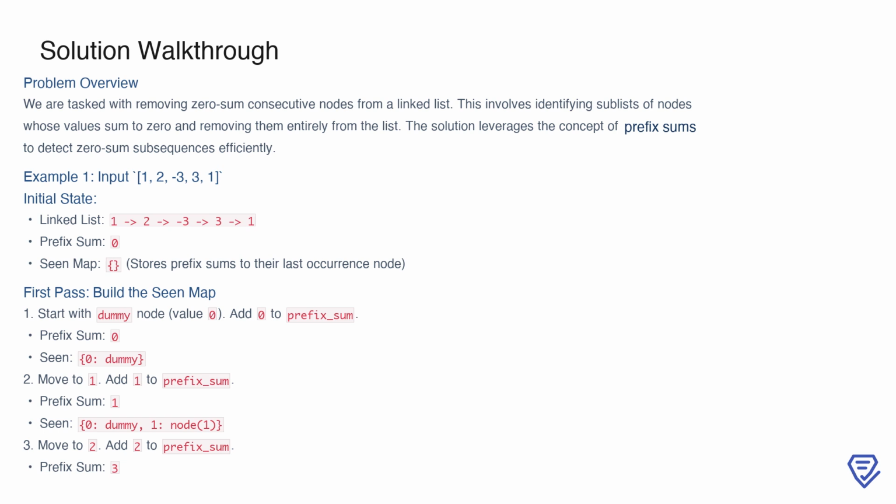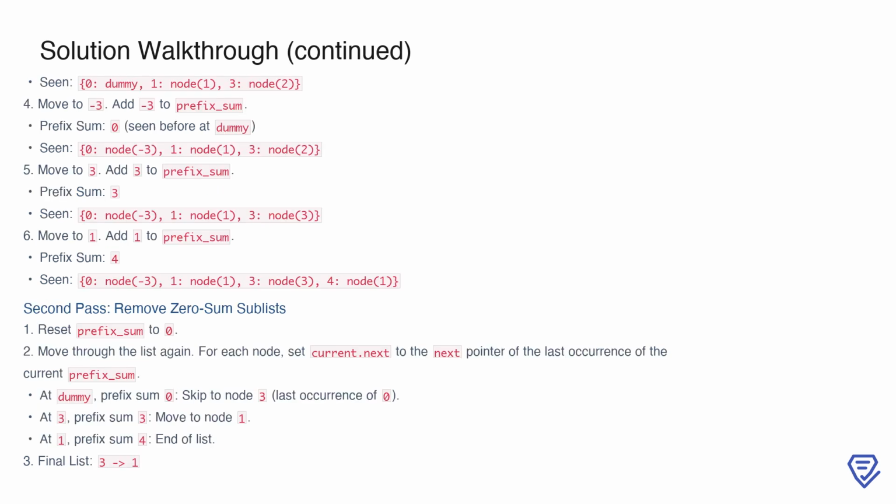Moving to the first node with value 1, we add this to the prefix sum, making it 1, and update the map to 0: dummy, 1: node 1. Then, at the next node with value 2, the prefix sum becomes 3, and the map is updated to include it: 0: dummy, 1: node 1, 3: node 2. At the next node with value -3, adding -3 to the prefix sum brings it back to 0. Since 0 was previously seen at the dummy node, this indicates that the sequence of nodes from the dummy node to the current node sums to 0. We update the map to note that the last occurrence of 0 is now at node -3.